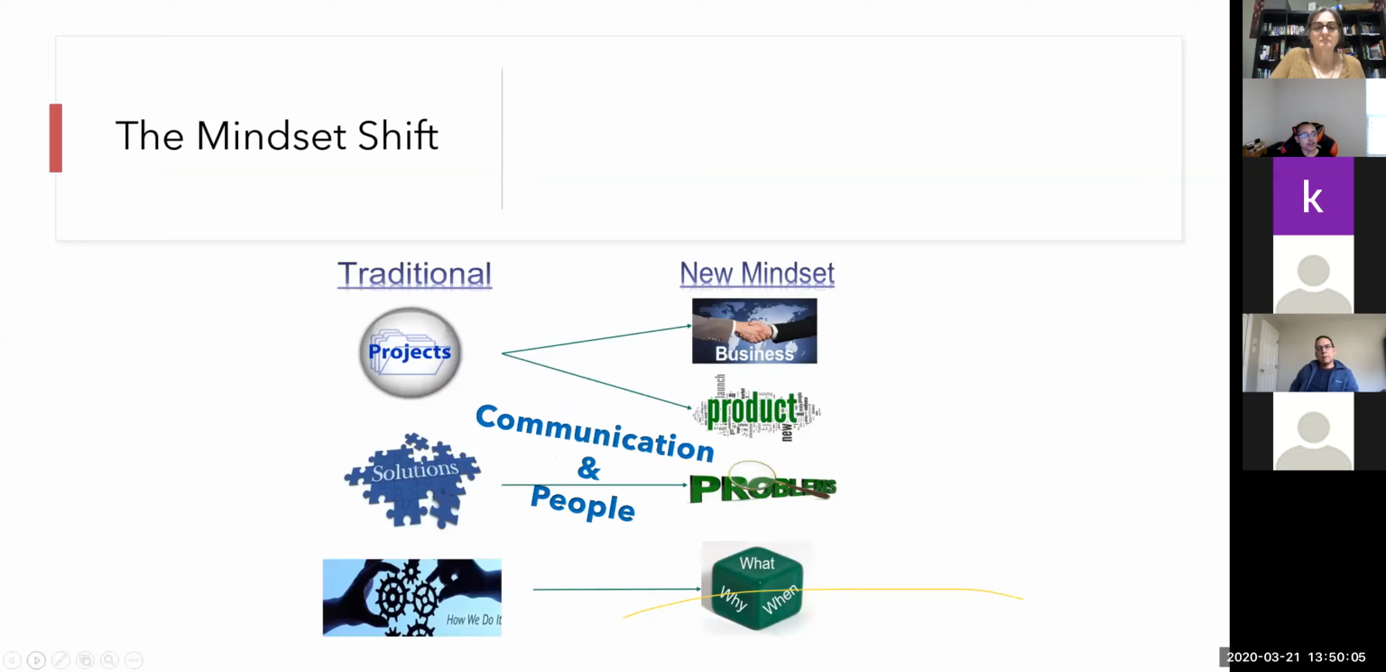And of course, communication and people. This is something that, whether you were in the traditional or in the new mindset, you're going to need for them to get into better communication. And they're going to actually interact with a lot more people.